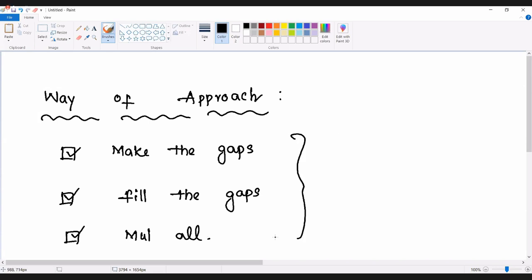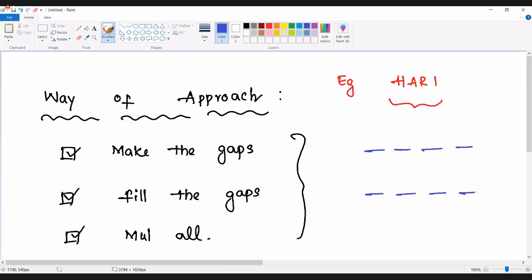So remember this point. For example, if you have a question such as rearrange the letters in the word hurry, first observe how many letters are there. There are 4 letters. So the first step is make the gaps, make 4 gaps. Then fill the gaps.